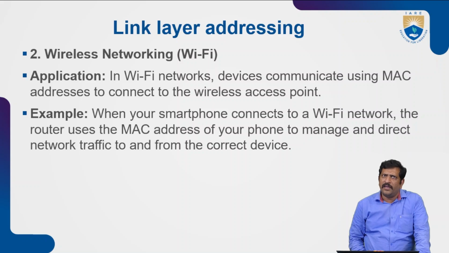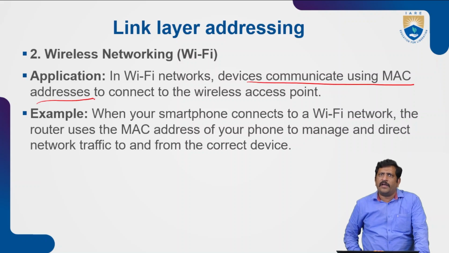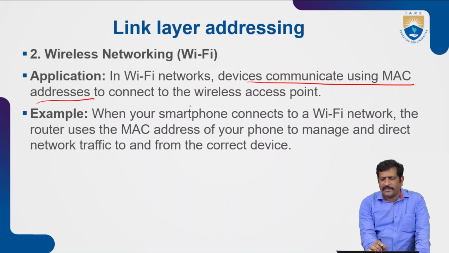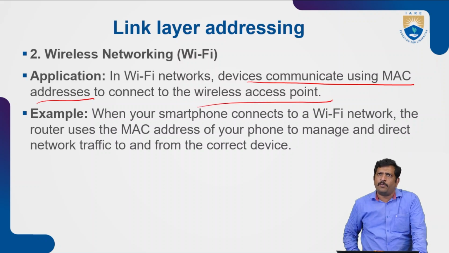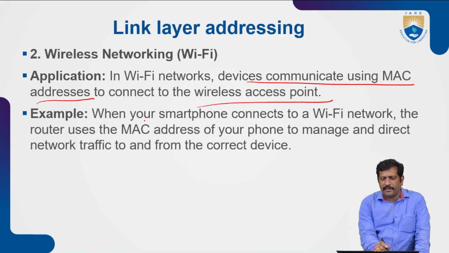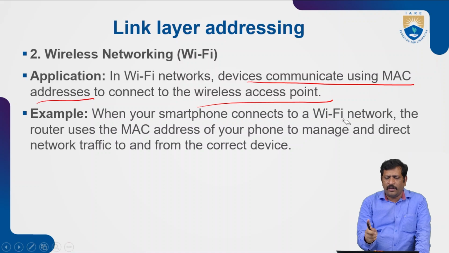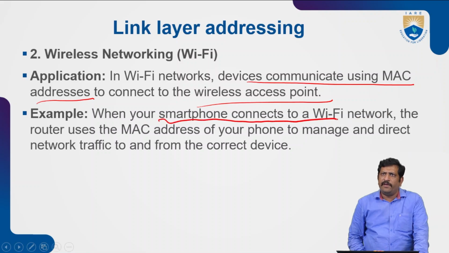So in wireless networking now, devices can communicate using MAC addresses. Using the MAC addresses, they can be connected to the wireless access points, and by connecting to the wireless access points, the communication can be done. Here is an example: a smartphone connects to a Wi-Fi network. Smartphones are the best example of this communication, connecting to Wi-Fi networks.